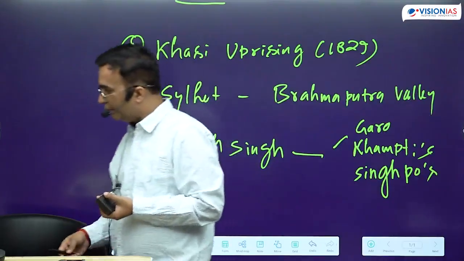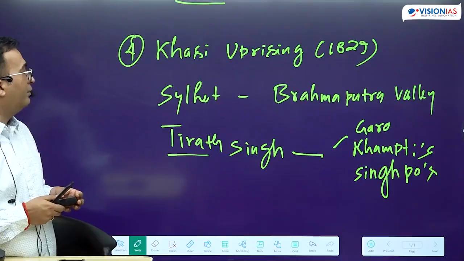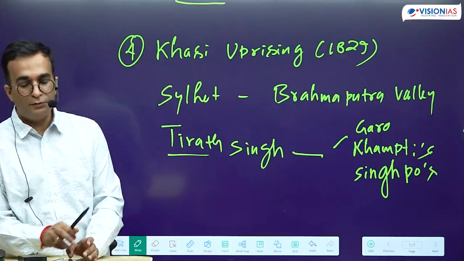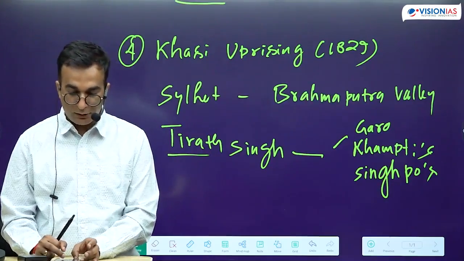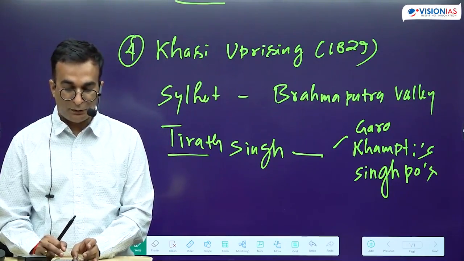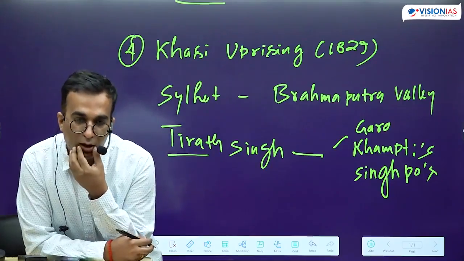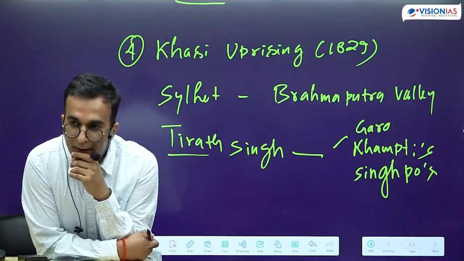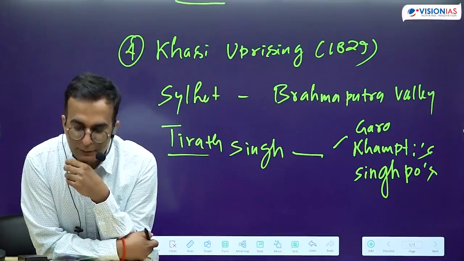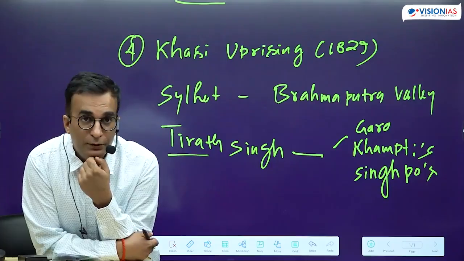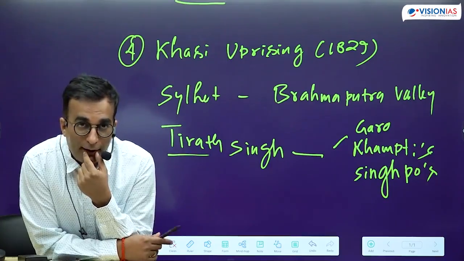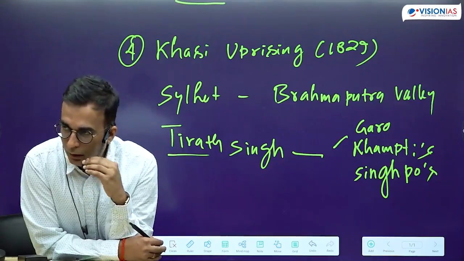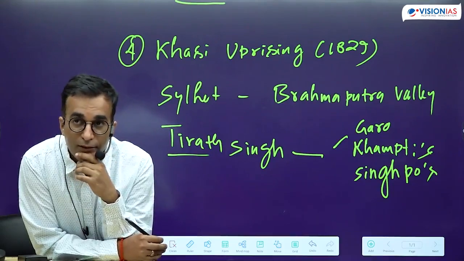Mention it, right? British were creating a road to connect the Brahmaputra Valley with Sylhet. Full stop. For this purpose, a large number of laborers from plain areas were brought.